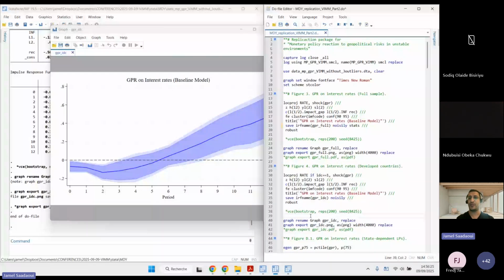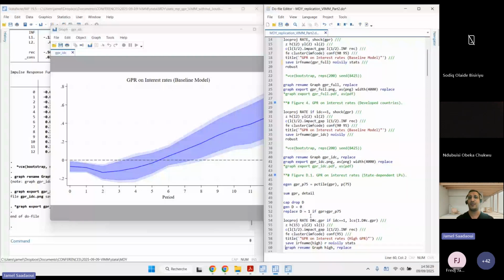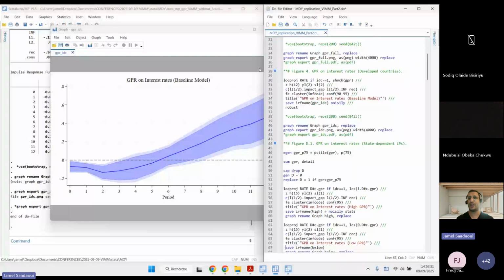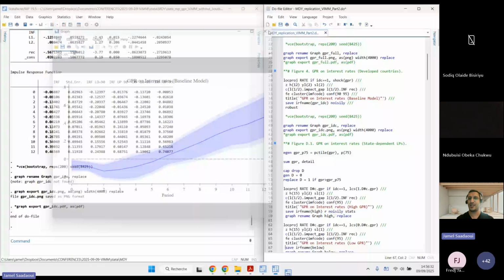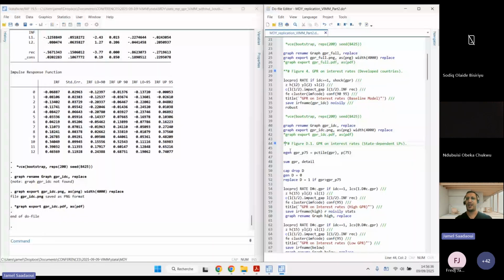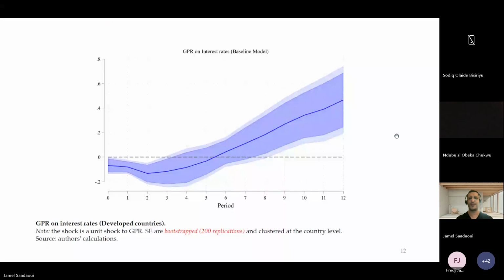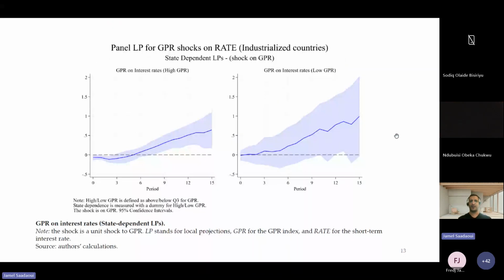So good question by Fred. He said, okay, maybe the results are driven by countries with big geopolitical risk shocks. And indeed it is. So what I will do, I will make this graph. To replicate this graph, what do we have here? Again, the confidence interval is not exactly that in the paper, because in the paper you use bootstrap replication.